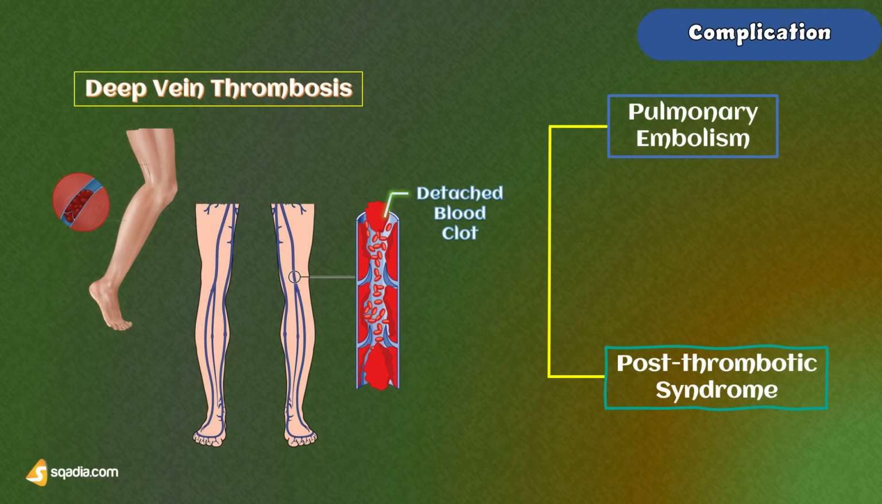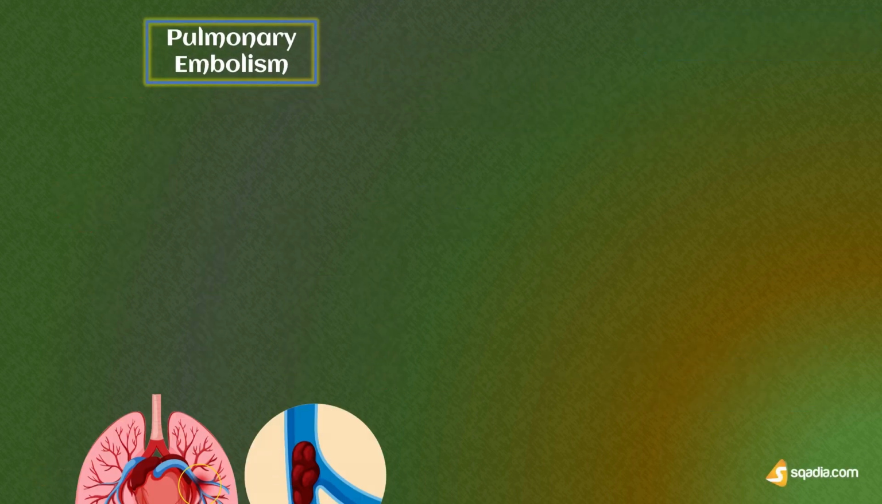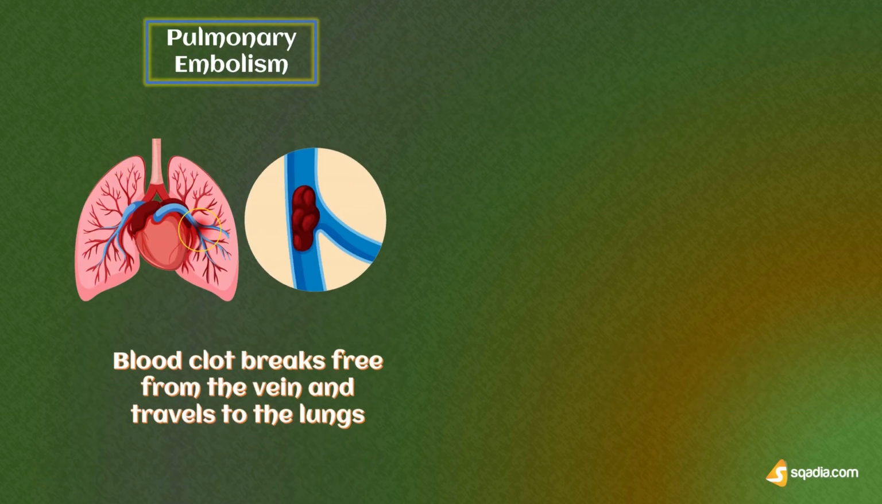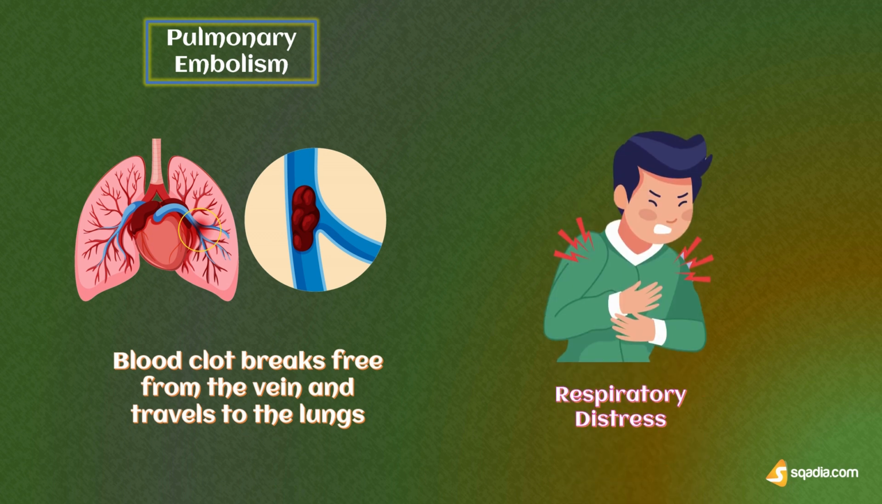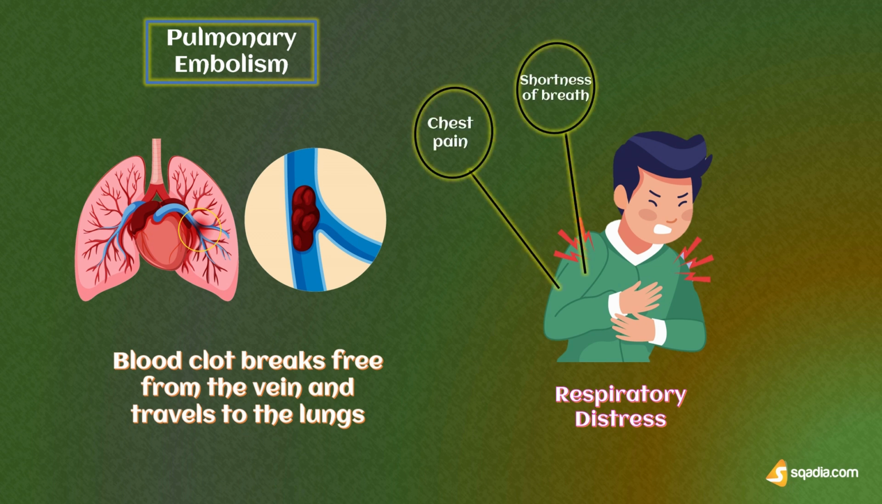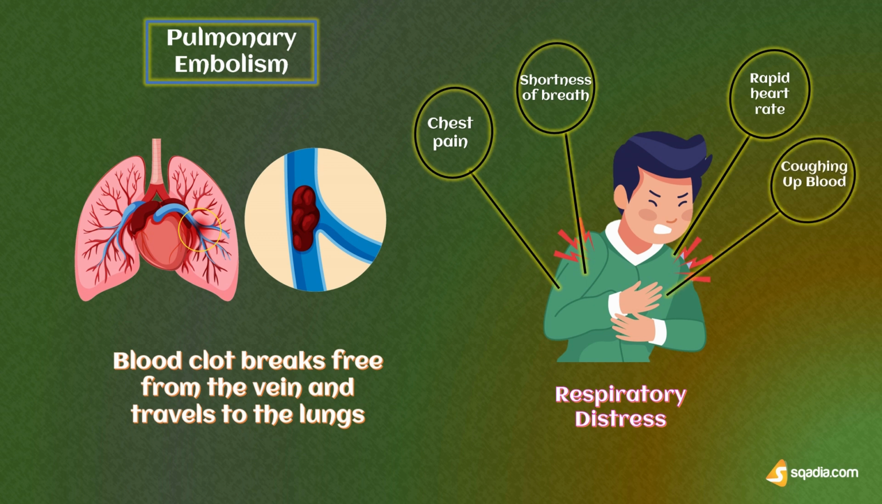As I mentioned before, if left untreated, a lower limb blood clot can lead to serious complications. One of the most concerning is pulmonary embolism. Pulmonary embolism is a serious complication of DVT that can be life-threatening. It occurs when a blood clot breaks free from the vein and travels to the lungs, where it can block blood flow and cause respiratory distress. Symptoms of a pulmonary embolism can include chest pain, shortness of breath, rapid heart rate, and coughing up blood.